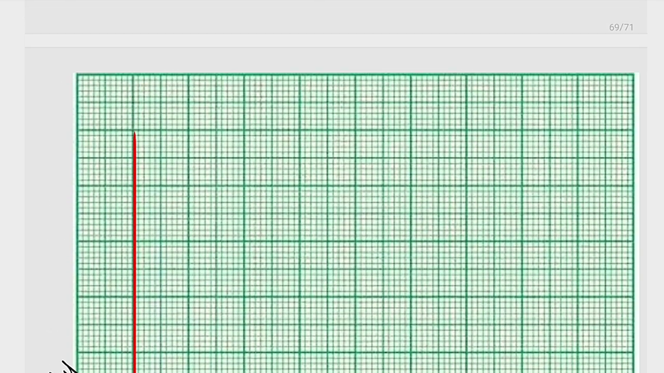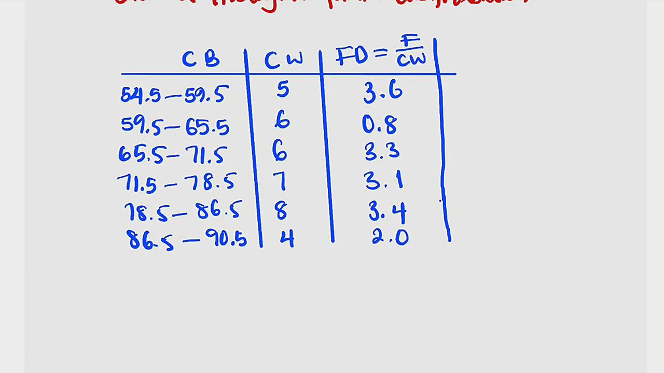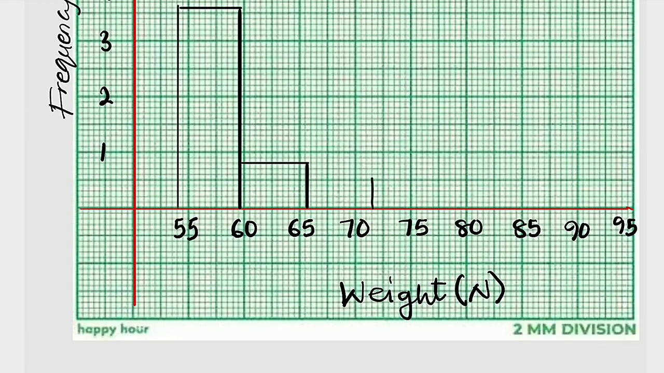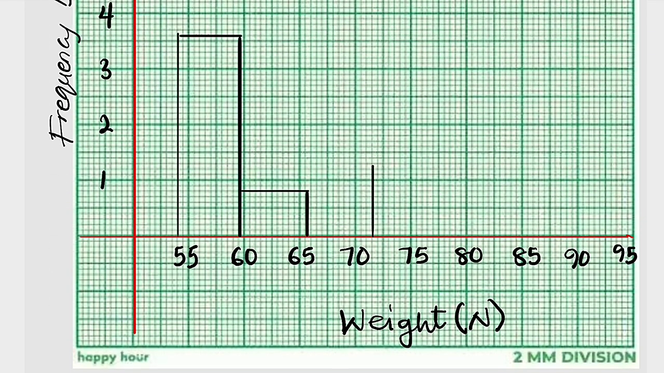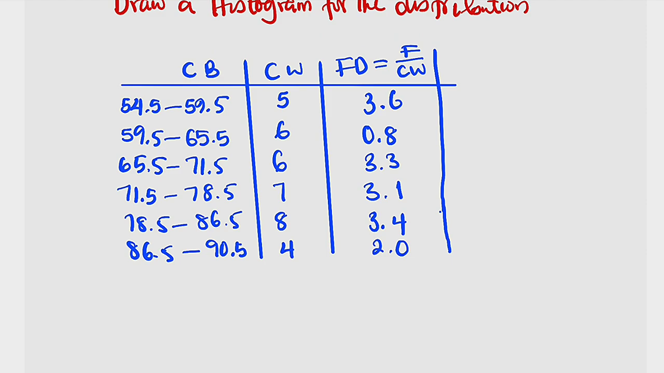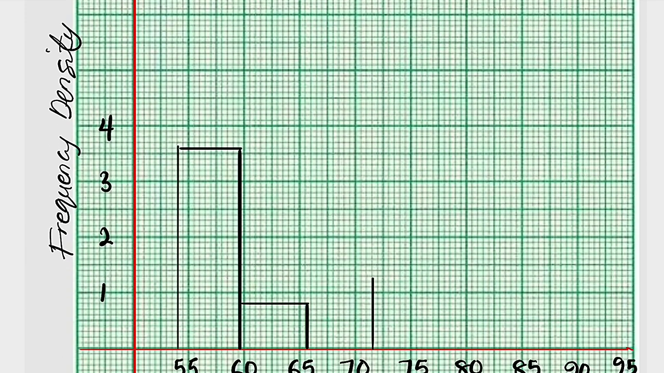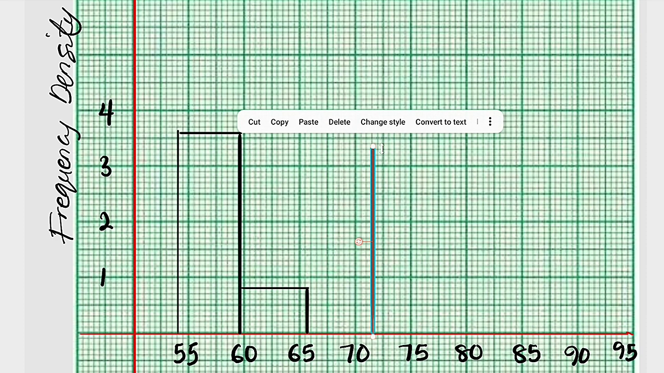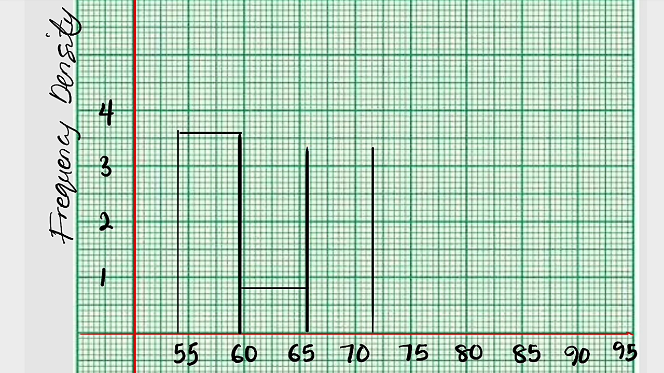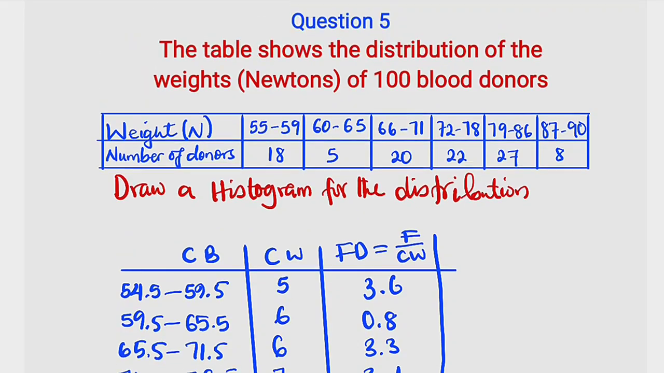Then we'll move to the next one, from 65.5 to 71.5. This is the line, but I need to find out the frequency density. It is 3.3. Then I need to extend this one to the top, something like this. Then we're going to connect the top together. All right, so this is the third one. Then we'll move to the fourth one.